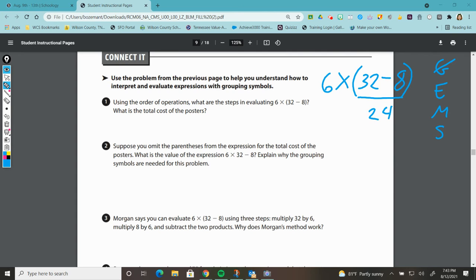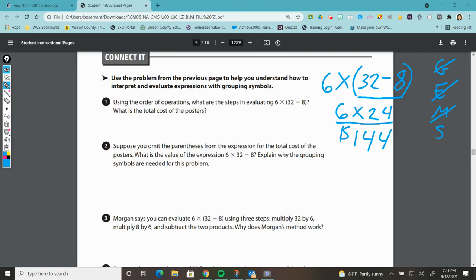32 minus 8 would be 24. I bring down everything in front of that, and there's nothing behind my parentheses. Now I'm looking at exponents. There are not any exponents. Then I move on to multiply or divide. And there is multiplication here, so I would multiply 6 times 24. When I do that, I get $144. So the total cost of the posters is going to be $144.